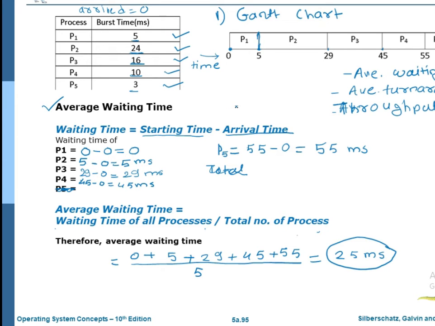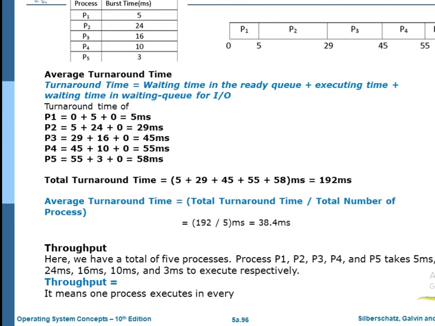Then next we have to calculate turnaround time, average turnaround time. For calculating average turnaround time, we first have to calculate the turnaround time of all the processes, and then we will find the average. So the same figure is here, and the same Gantt chart we are having over here. The formula of turnaround time is waiting time in the ready queue plus executing time plus waiting time in the waiting queue for IO devices.